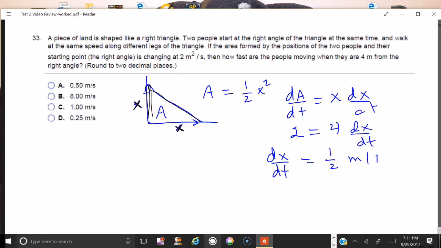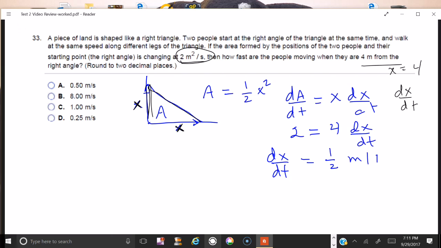has an area A, and they say that that area is changing at 2 square meters per second. How fast are the people moving when they are 4 meters from the right angle? So when x equals 4, what is dx/dt? In other words, if x is the position of the person, dx/dt is the velocity of the person, or both people, since they're going at the same speed.